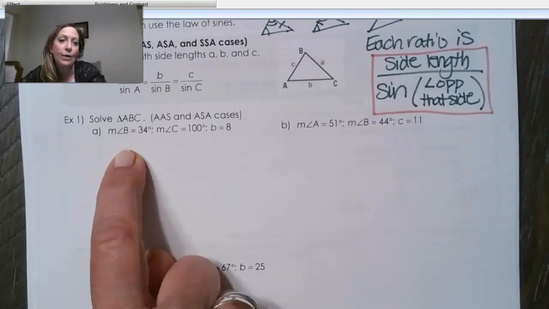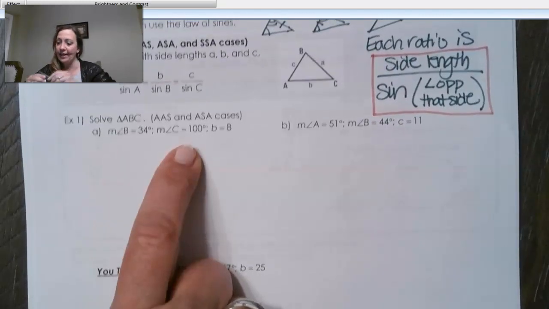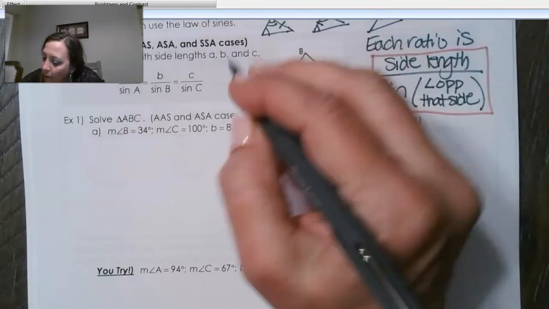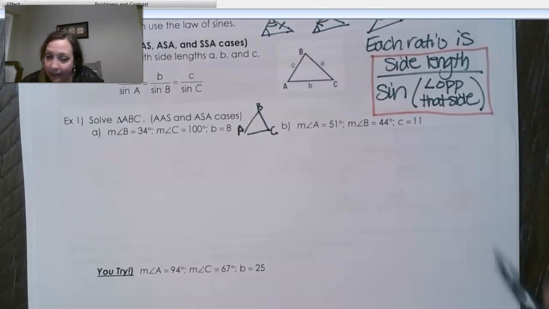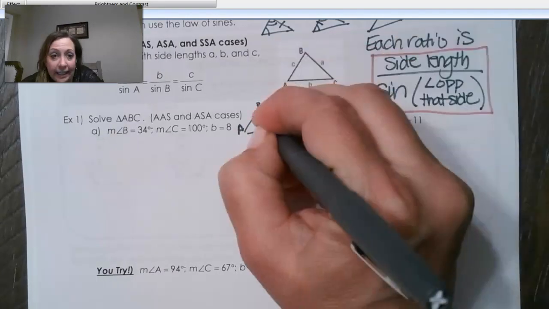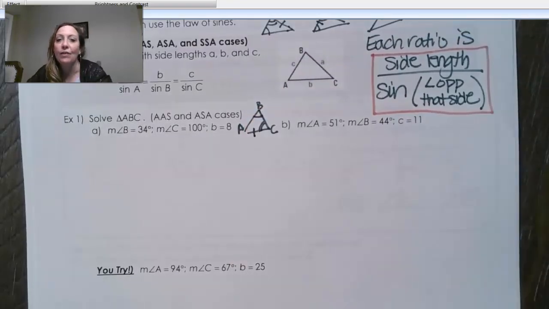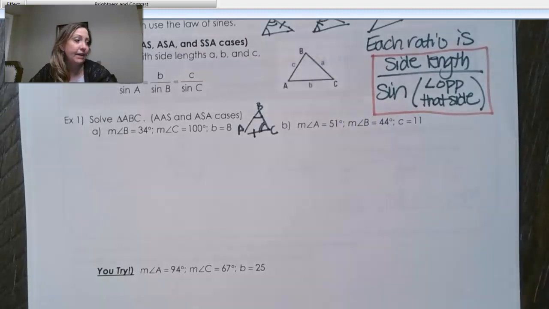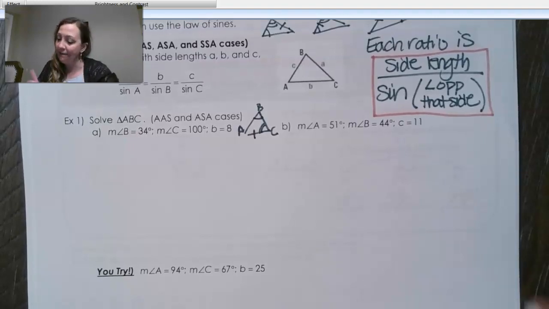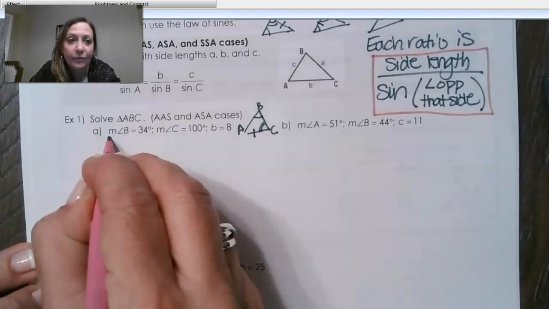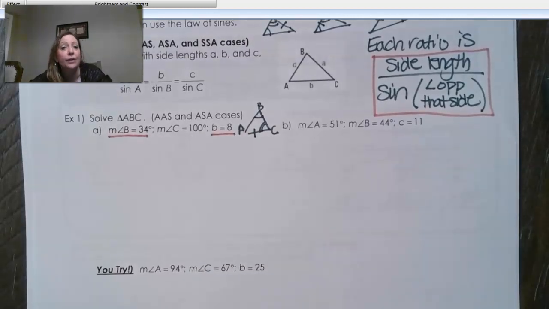In example 1A, it says that the measure of angle B is 34 degrees, the measure of angle C is 100, and b is 8. I'm going to sketch this, and again, it's clearly not to scale, but notice that you're given information about angle B, information about angle C, and information about side b, which is across from angle B. So that is an angle-side case, and this is enough information for us to use the law of sines. Look what we have here: an angle B and a side b. That's what we're going to use to set up our ratio.